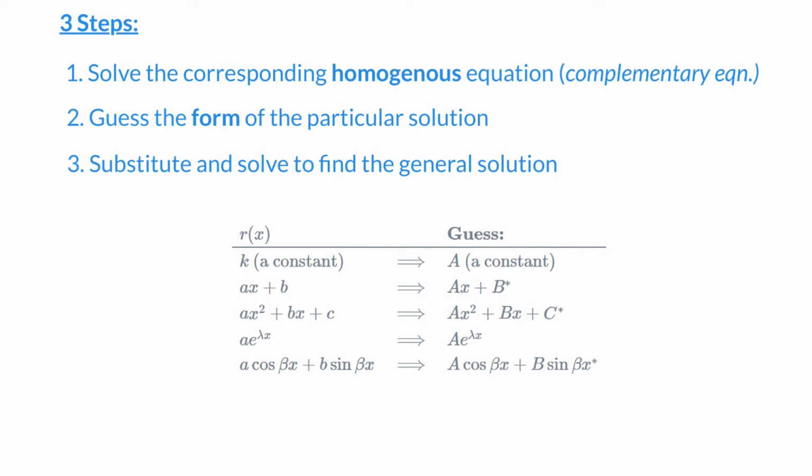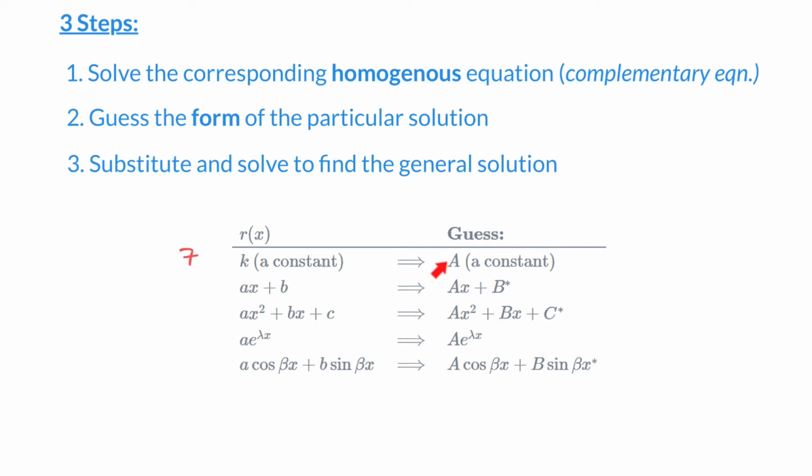First of all, what we know of R(x) on the right-hand side of our equation doesn't necessarily inform us as to what we know about the guess on the right-hand side of this table here. I'll give an example. Let's suppose we have a non-homogeneous equation and the right-hand side is equal to 7. The guess is still going to be A. We don't know that A is necessarily equal to 7. We only know the form that that guess will take.